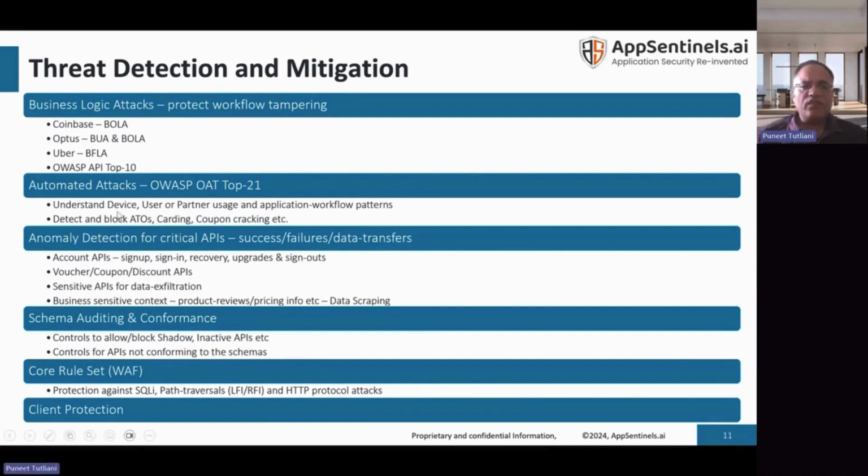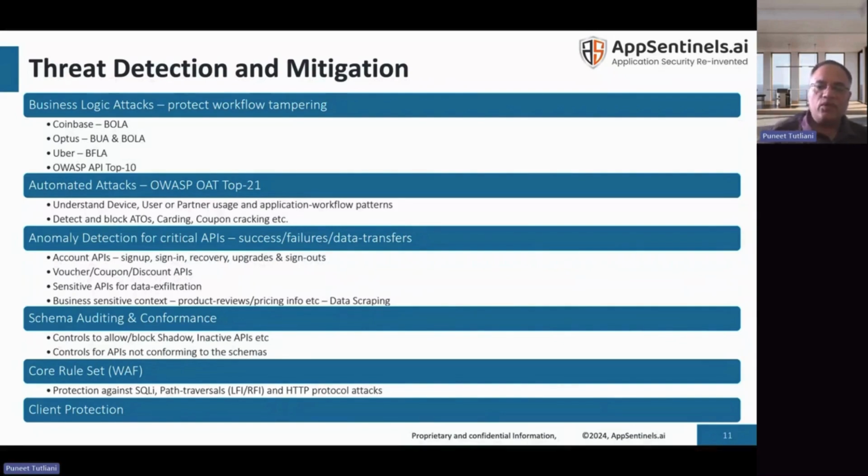If you see the second part, APIs are also exposed to the automated attacks, as you saw in the OWASP API top 10. Unrestricted access or abuse of APIs is very common. And in that light, OWASP had, a couple of years back, come up with OWASP Automated Threats Protection, OAT Top 21. So, these are very important attacks, and most of the hackers these days are actually using APIs to carry on such attacks. To protect against such attacks, the platform should actually build a deeper understanding of the device, the user, or the partners, and the application workflow patterns, right?